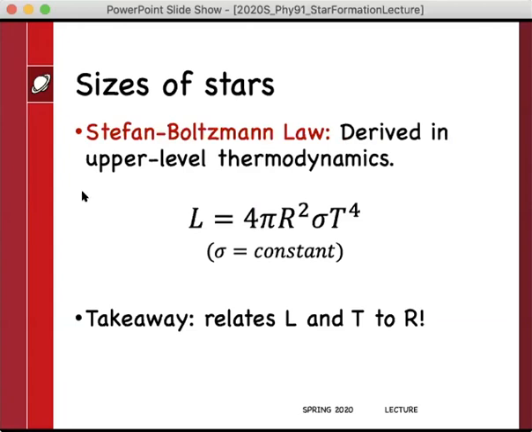But there's a relationship called the Stefan-Boltzmann law that relates the luminosity of the star, so how bright the star is intrinsically, to the size of the star. You might recognize this as the surface area of a sphere, 4 pi r squared, multiplied by sigma, which is just a number you can look up in a book, and T to the 4th power. So it's a relationship that has the luminosity, the radius of the star, and the temperature on the surface.